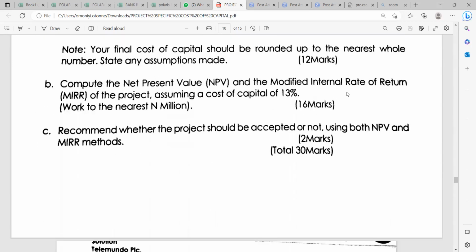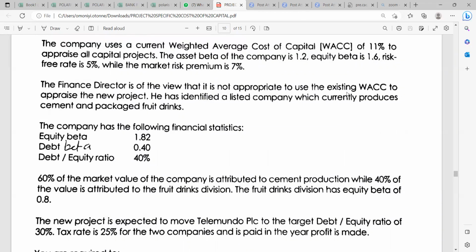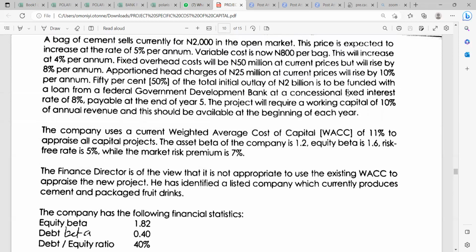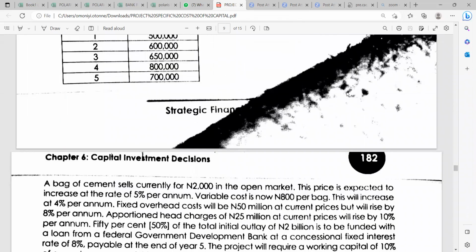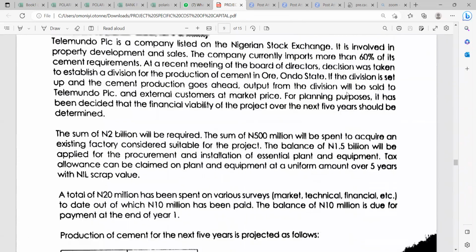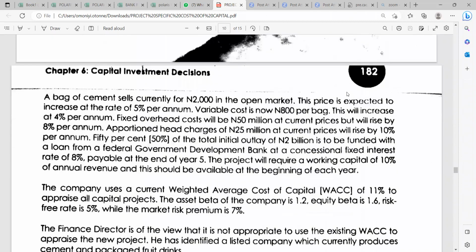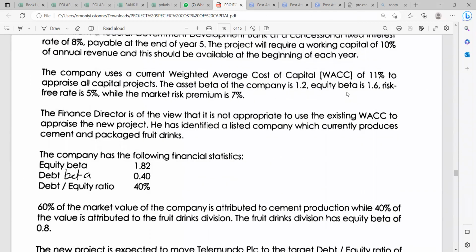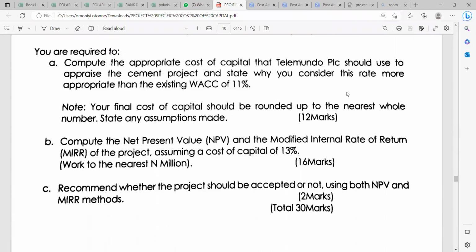Now you are required, the first thing is what? Identify the beta factor of the proxy company. Now go and check this question. Were you given the beta factor of the listed company that is producing fruit? Let's check it very well. Were you given the beta factor? To me, I don't think so. Were you given? No, you are not given the beta factor.